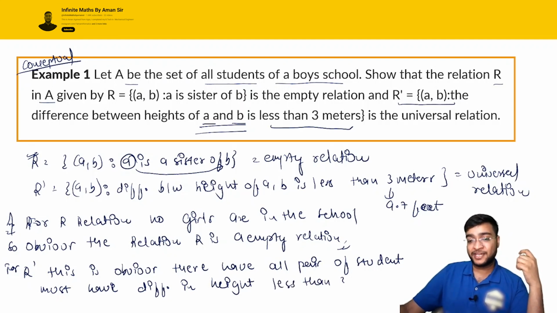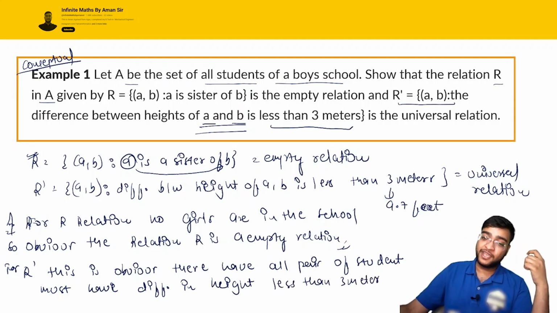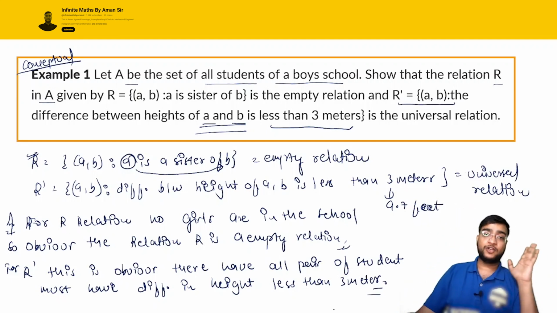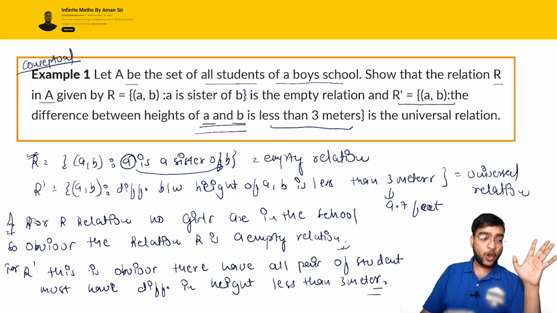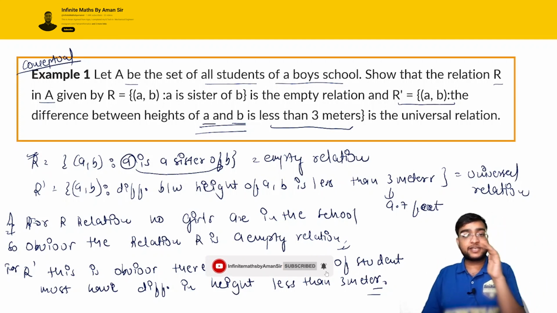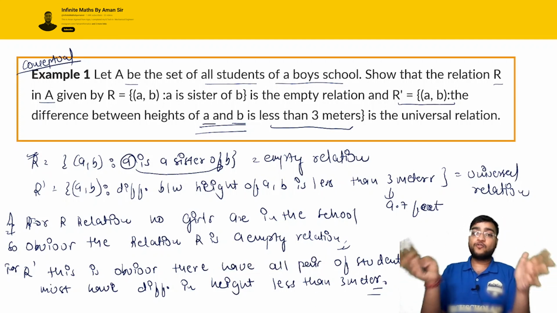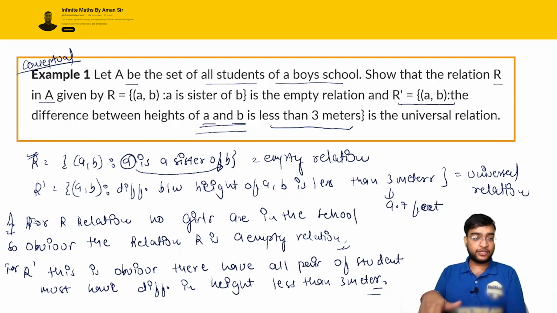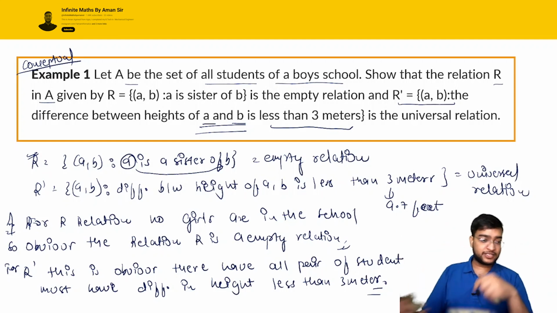Okay sir, it means the difference of the heights must be within 3 meters only. So here I can take all the student pairs for the R dash relation. For all the student pairs, you can say it is the universal relation here only.